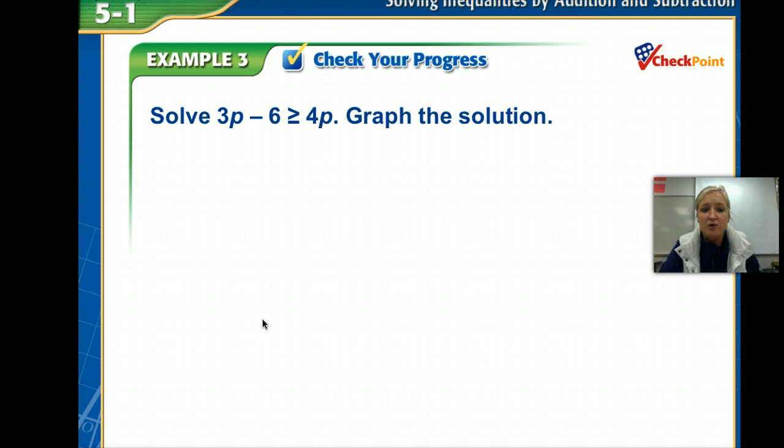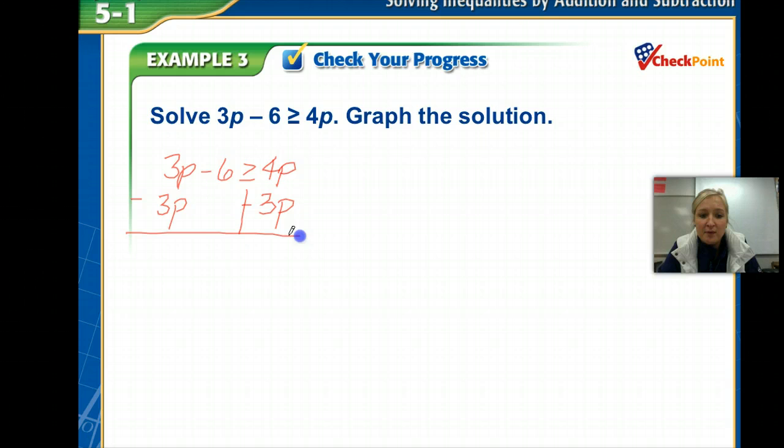All right, hopefully you have graphed the problem. I am going to set this up. 3p minus 6 is greater than or equal to 4p. So I'm going to draw my line. I'm going to subtract a 3p from both sides. This problem is set up very similar to the previous problem. I get negative 6 is greater than or equal to 1p, and I'm going to flip it around. 1p is less than or equal to negative 6.